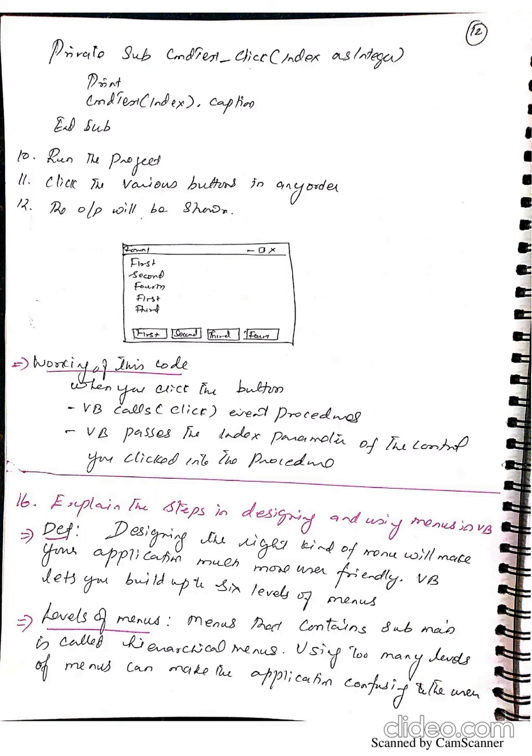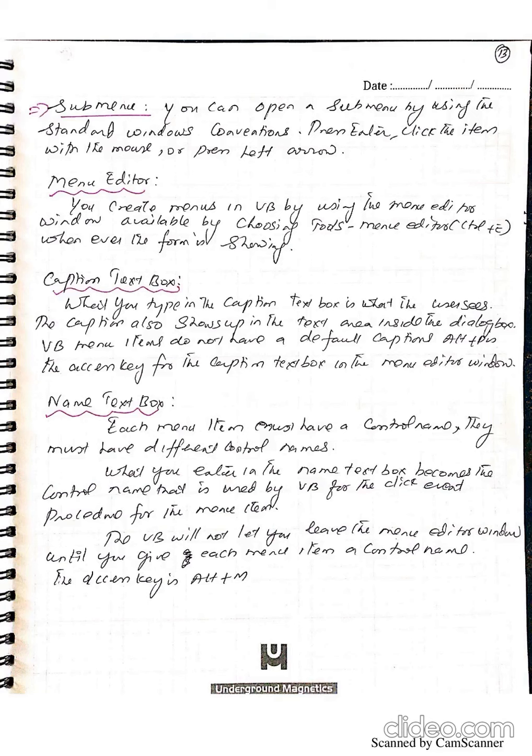The command buttons. Place the code in the command click event. Working of the code: when you click this button, VB calls the click event procedure. VB passes the index parameter of the control clicked to the procedure.